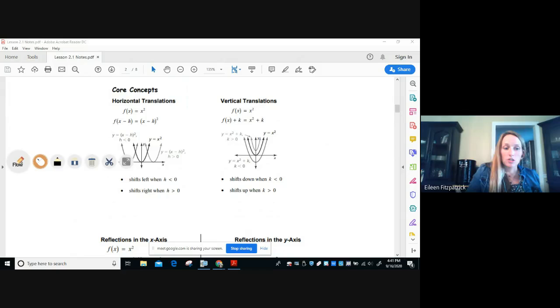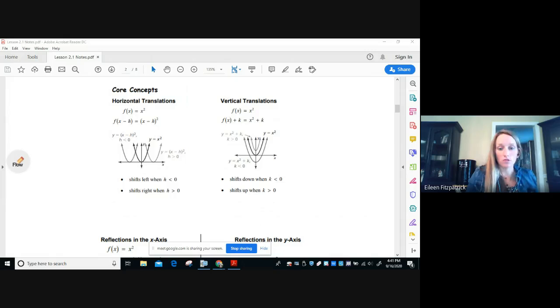All right, so this next page just gives us a lot of details that won't fully make sense to you guys yet, but as we go through the problems, it will. So we're going to be talking about a translation, a horizontal translation, right or left. Remember, I told you the h value. So here it says when h is less than 0, we're moving left. When h is greater than 0, we're moving right.